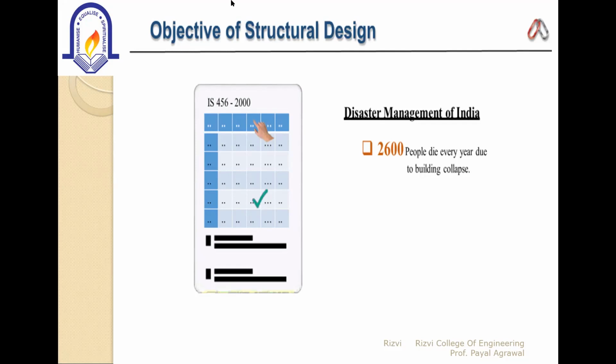For that you have to refer to the IS code, and whatever clauses and values are there in the IS code. To minimize the losses, you have to refer to those IS code clauses. This is the important objective of structural design. Whatever design you are going to do, the important thing is to refer to the IS code. You cannot take values on your own. You have to refer to the IS code only, and only then can you take the values so that your building will not collapse.